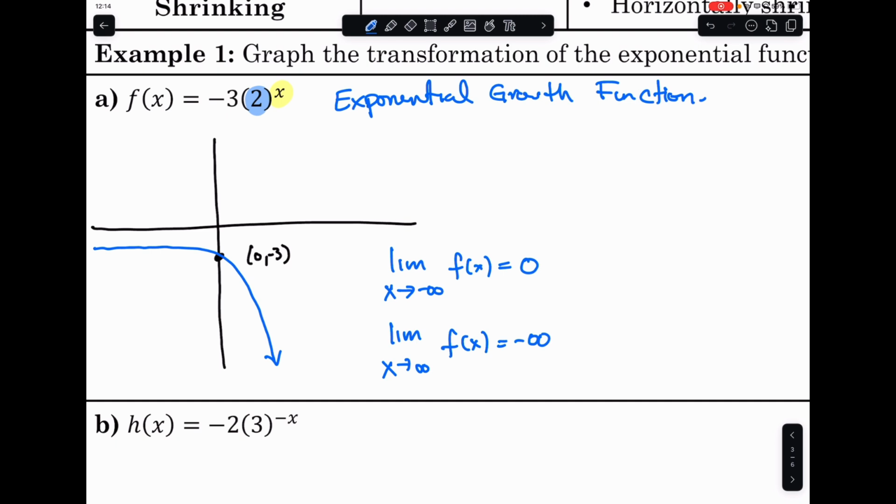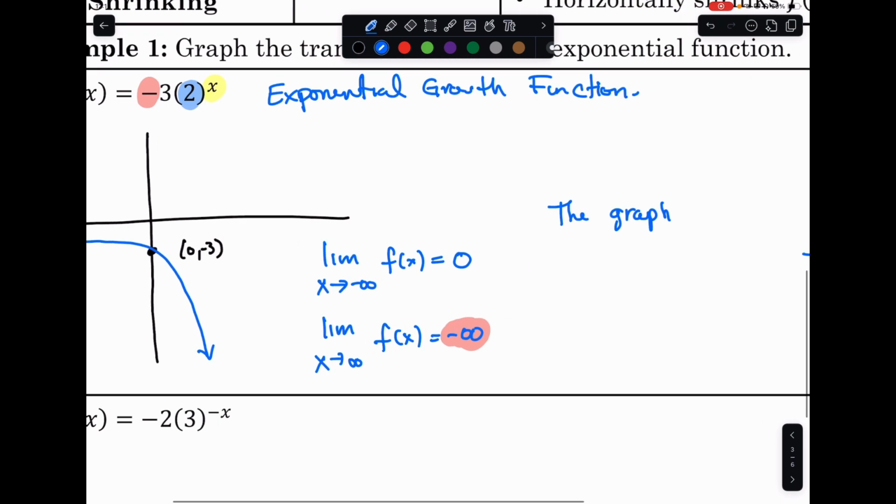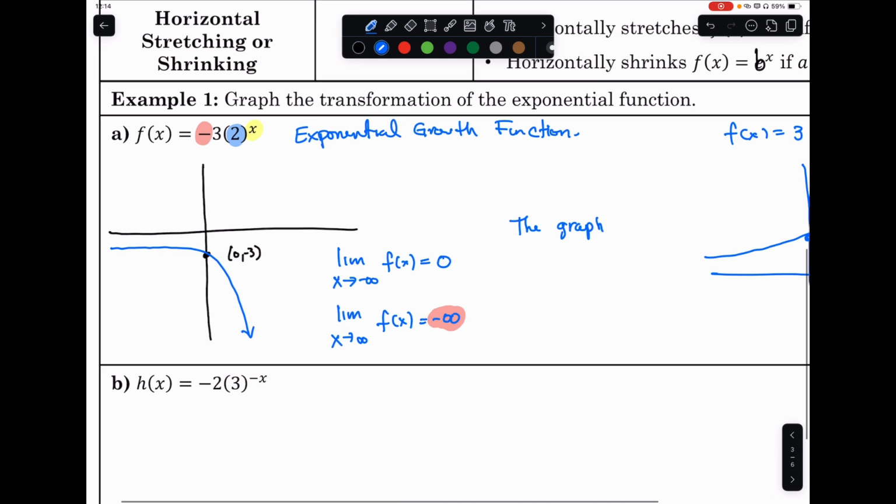It's just been flipped upside down because of this negative sign right there. So this is the only thing that changes. Instead of going up towards positive infinity, it's now going down towards negative infinity. And of course, the graph of f of x is decreasing.